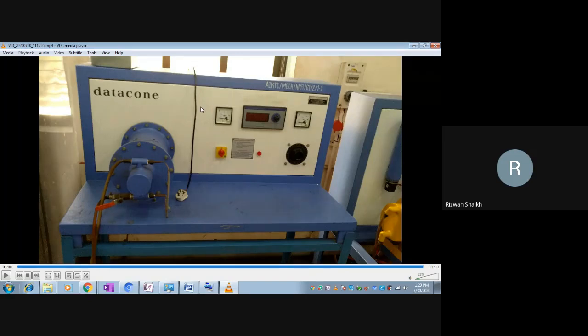Now the objective of this experiment is to determine the unknown thermal conductivity of the metal rod. We are not aware which type of material is being used. As it is given in the explanation, copper material is being used. So for copper, we have to calculate the thermal conductivity K.